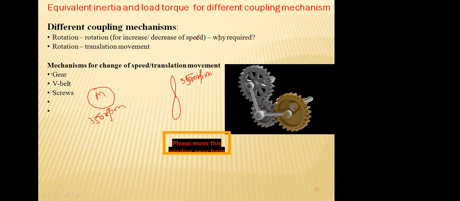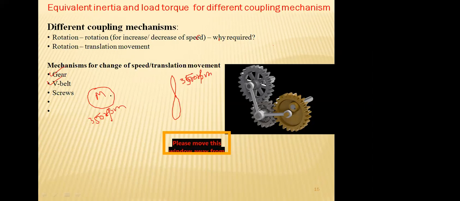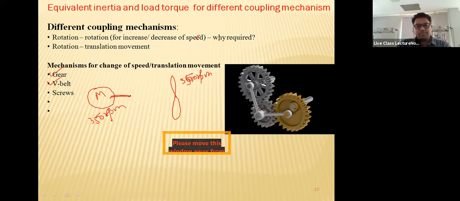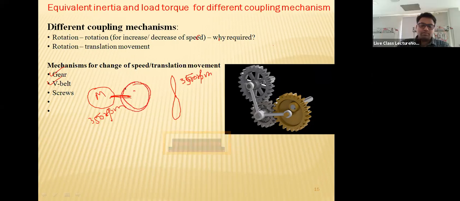Gear, any other V belt, right? Yes, sir. V belt or gear. V belt will be a bit lossy, so gear would be nice. So we'd have a gear ratio of how much? Tell me, how much will be the gear ratio?